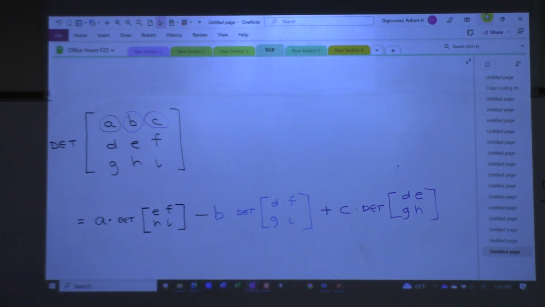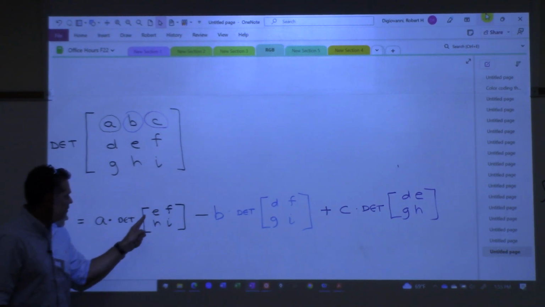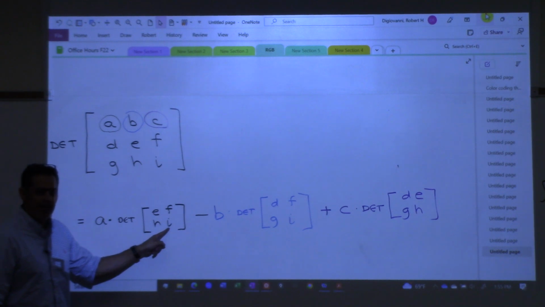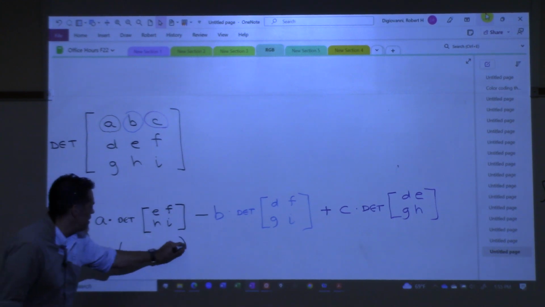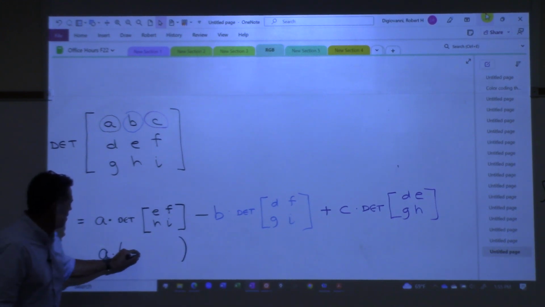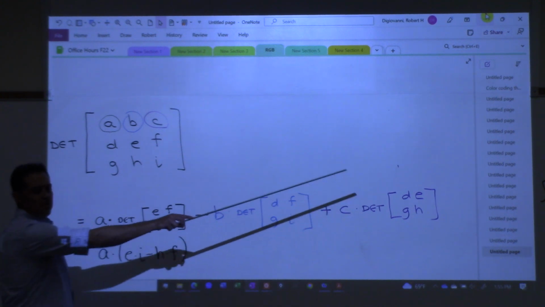Okay? Each one of these, right, what is this? This right here is what? EI minus HF. So I'll just do this first one. This first one would be A times, now in parentheses, E times I minus H times F. And I have to do that the rest of the way down.